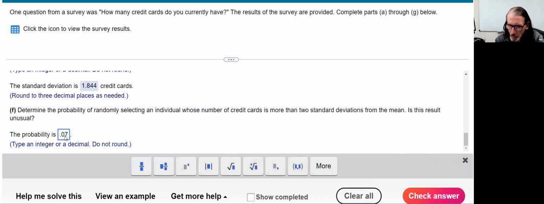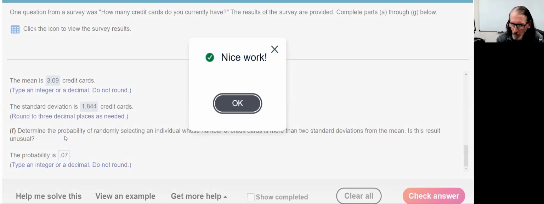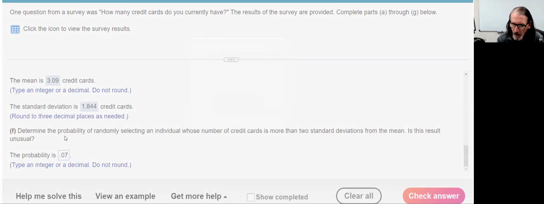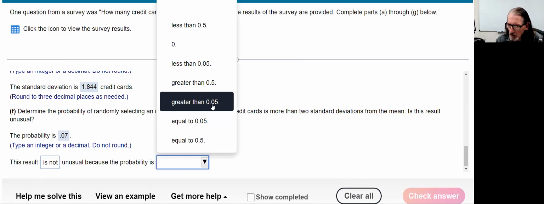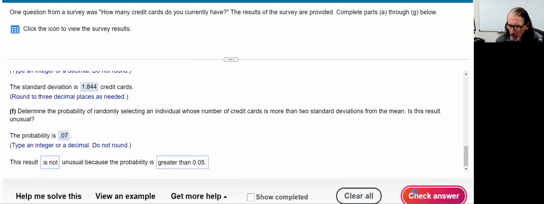0.07. Okay, now that's good. And is this an unusual event? That is not less than 0.05. So it is not unusual because the probability is greater than 0.05.